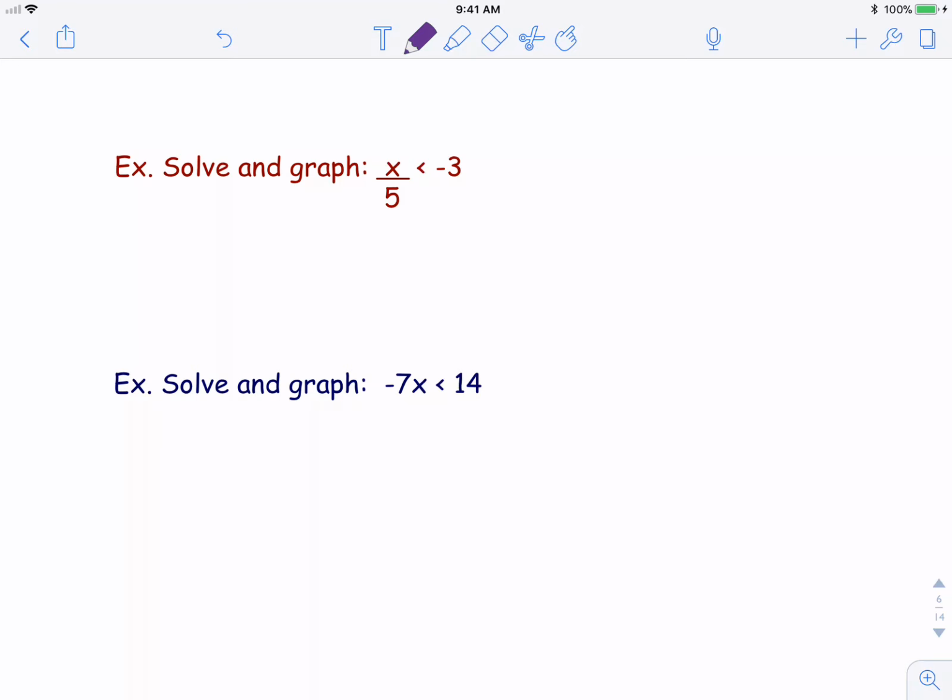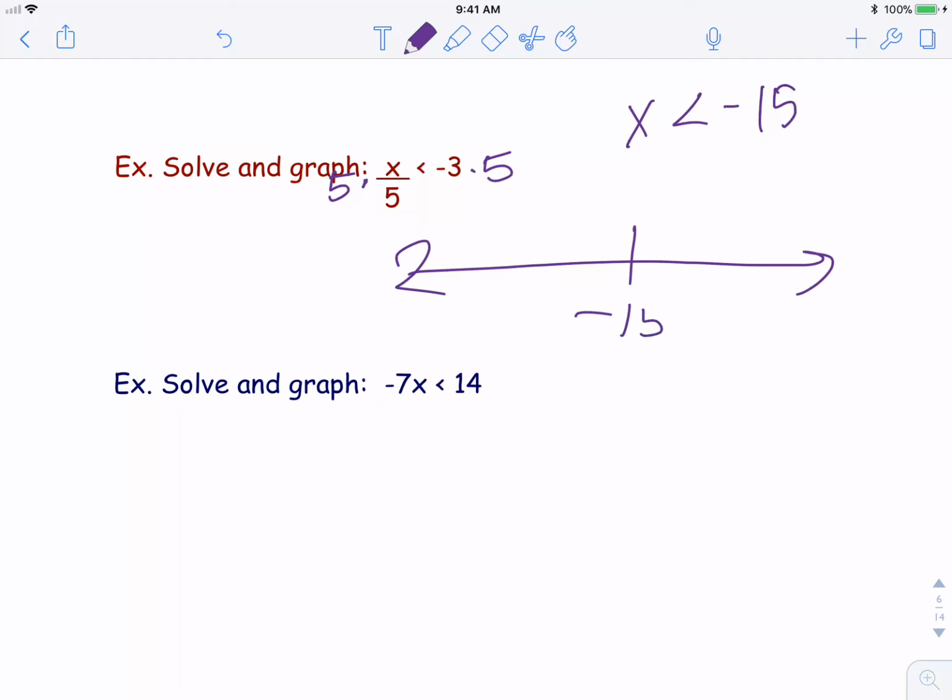In this next example, x is being divided by 5. Remember, fraction bar means divided by. So the opposite of dividing by 5 is multiplying by 5 on both sides. Then I'm left with a solution of x is less than negative 15. So graphing my solutions, once again, I'm not including negative 15 as a solution because I'm everything that's less than that. So I use an open circle, and anything less than that would be to the left on my number line.